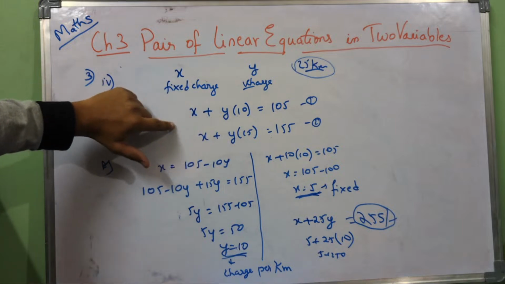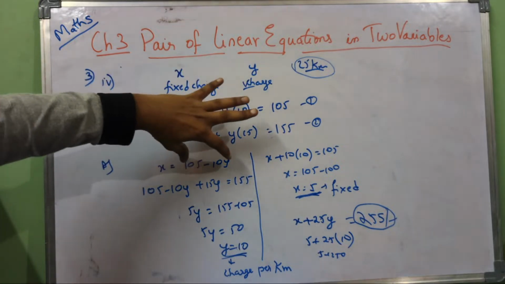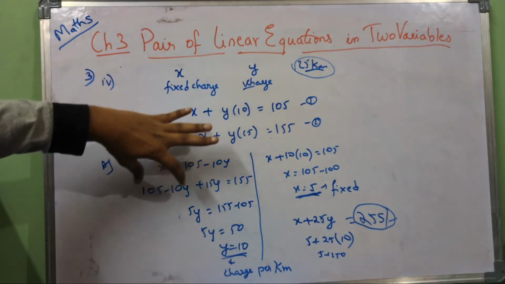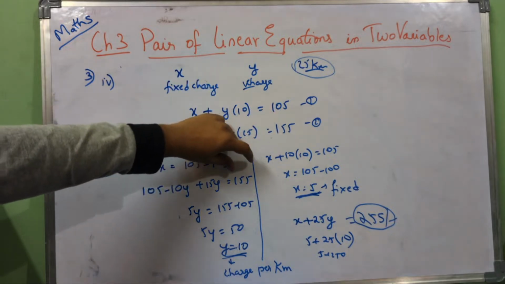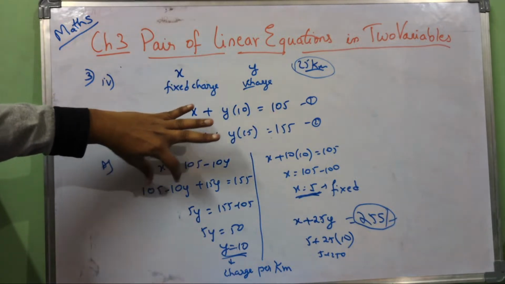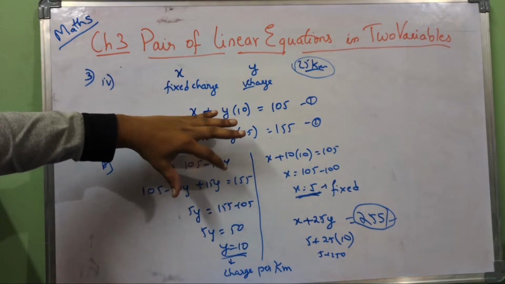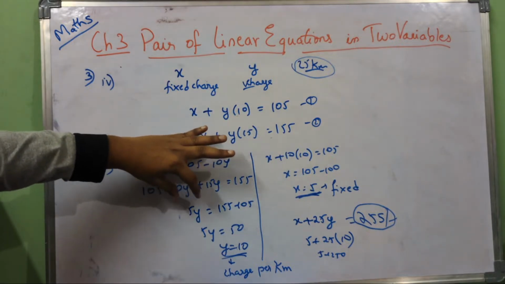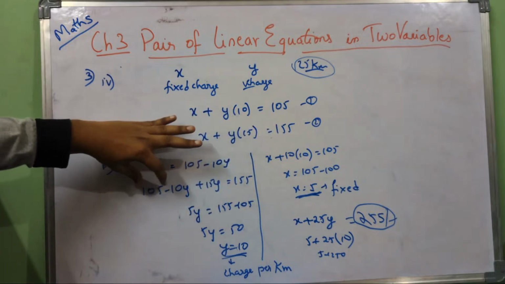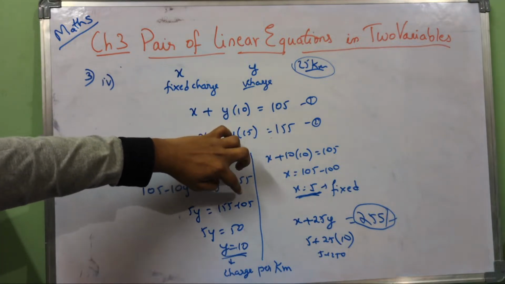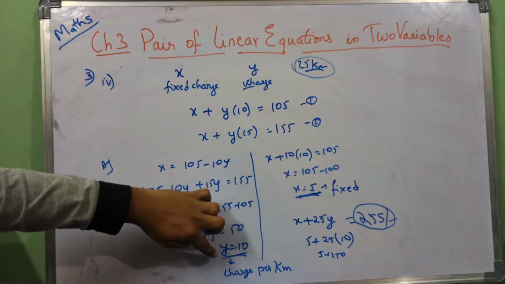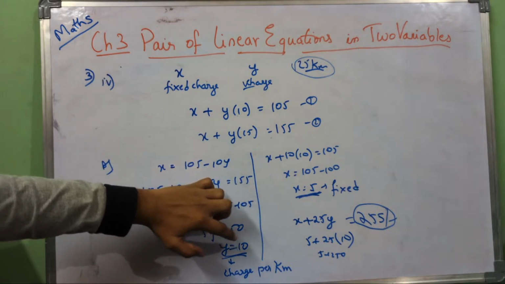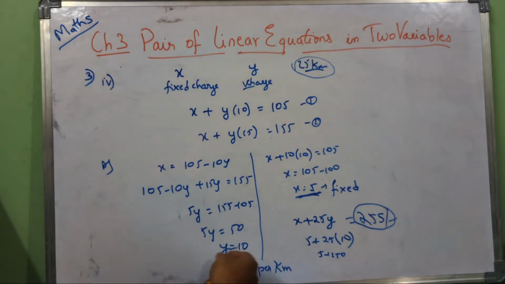So here x becomes 105 minus 10y. Substitute this in the second equation. So 105 minus 10y plus 15y equal to 155. So 105 moving to the right side and keeping y on the left side. So 15y minus 10y is equal to 5y. 5y equal to 155 minus 105. 155 minus 105 is 50. So 5y is 50, so y becomes 50 by 5, which is 10. So the charge per kilometer is 10 rupees.